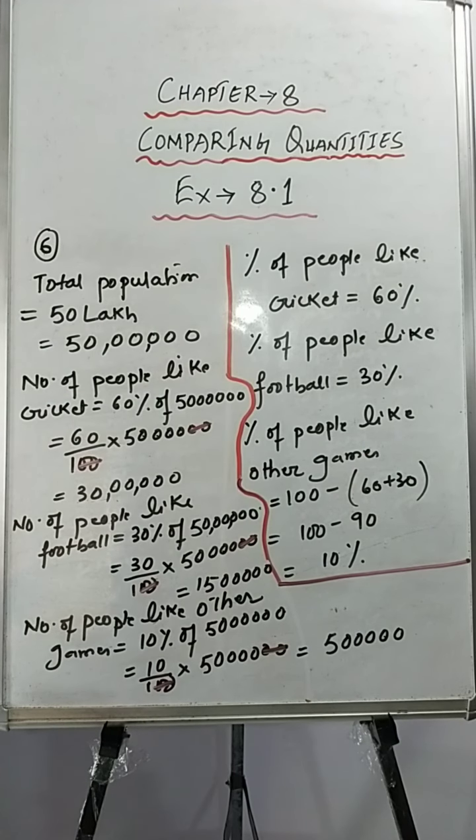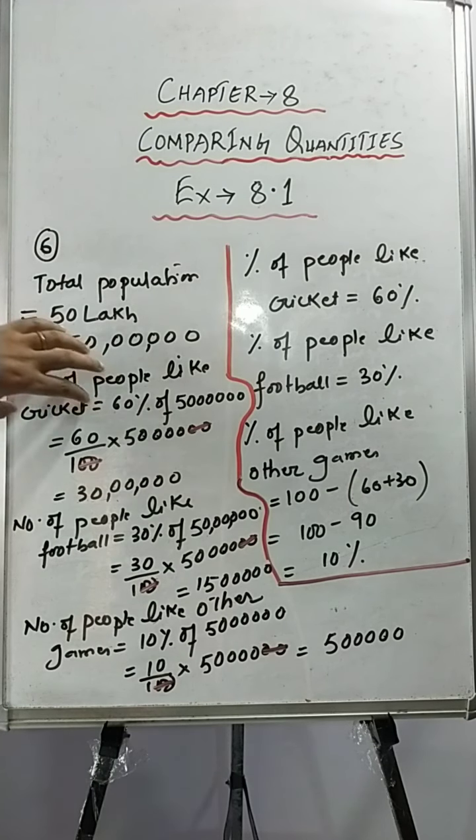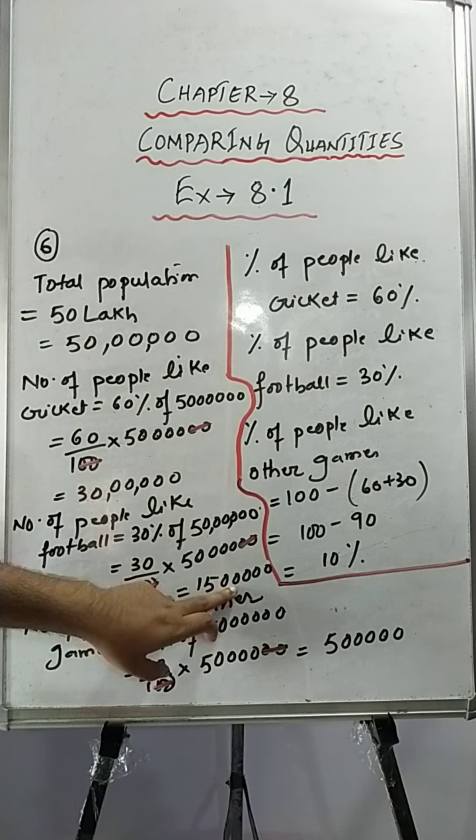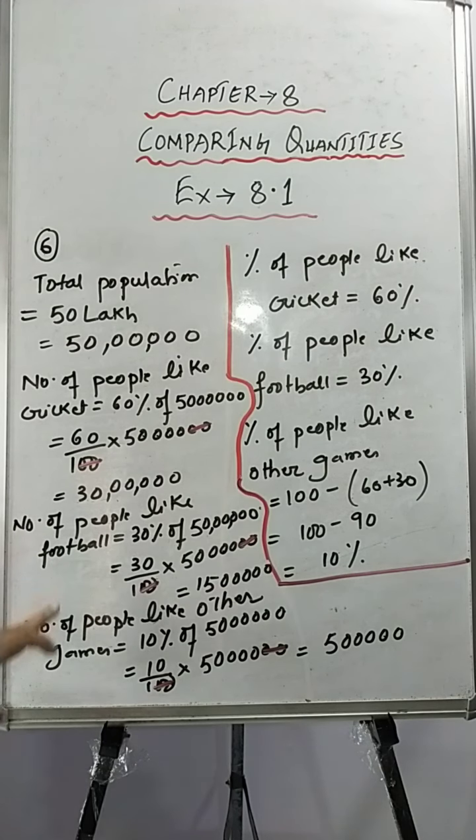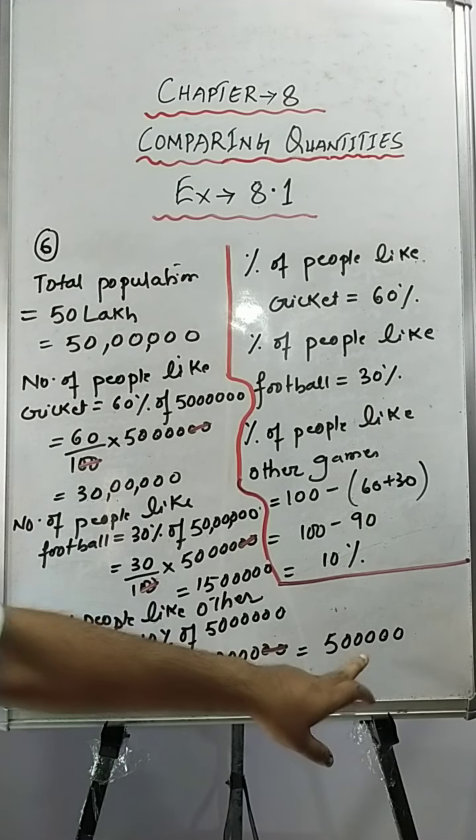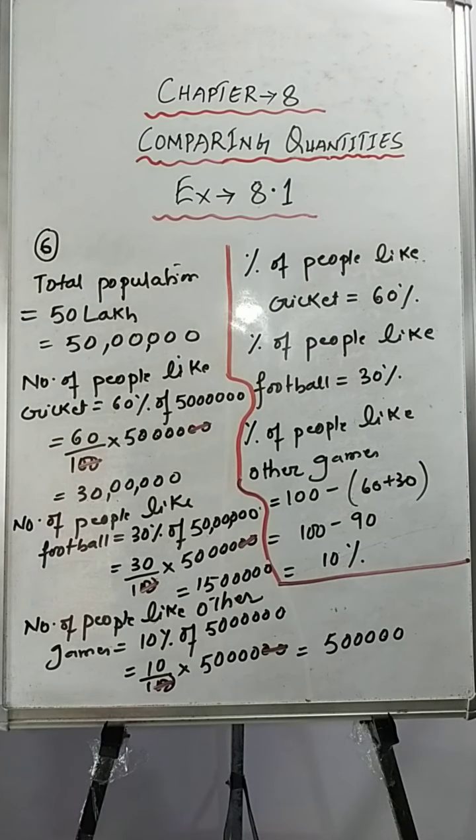So 30 lakh people like cricket, 15 lakh people like football, and the number of people who like other games is 5 lakh. So this is the required solution of question number 6, students. Very, very important question.